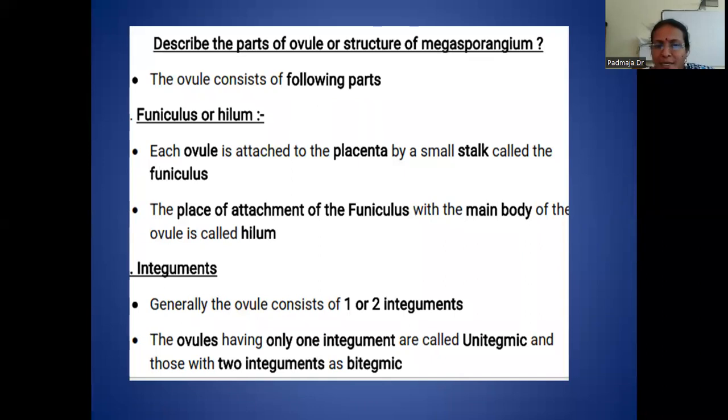And they are called the outer integument and the inner integument.